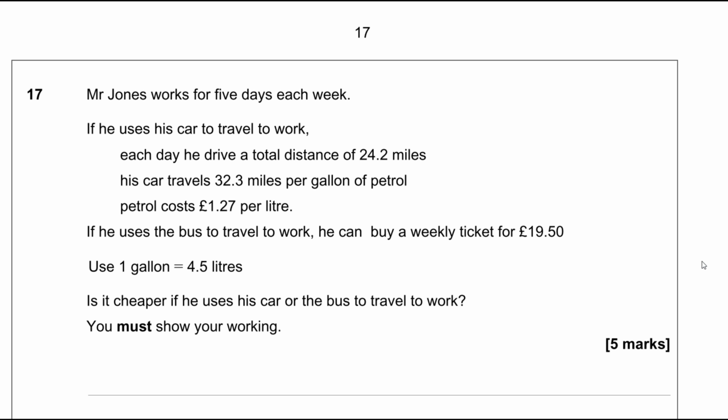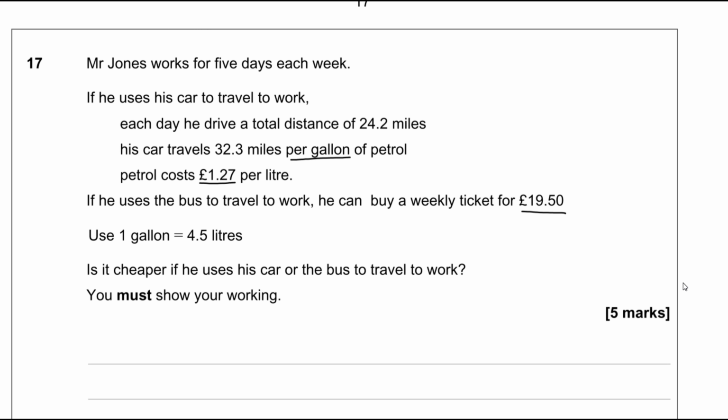Question 17. Mr. Jones works for 5 days each week. If he uses his car to travel to work, each day he drives a total distance of 24.2 miles. His car travels 32.3 miles per gallon of petrol. Petrol costs 1.27 pounds per liter. If he uses the bus to travel to work, he can buy a weekly ticket for 19.5 pounds. Use 1 gallon as 4.5 liters. Is it cheaper if he uses his car or the bus to travel to work? You must show your working.